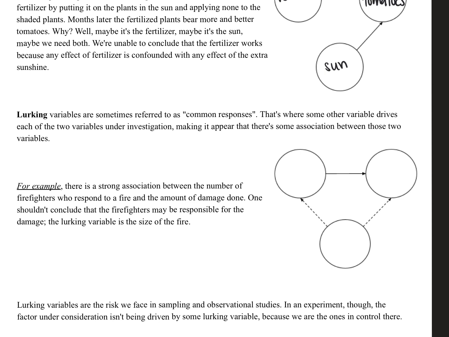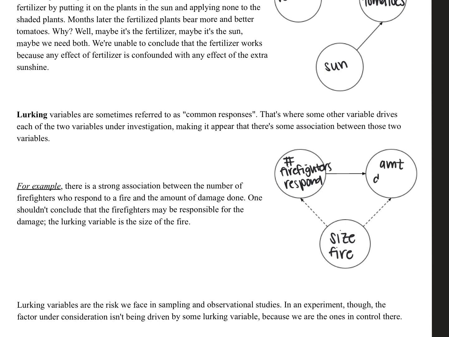So for an example, we know that there is a strong association between the number of firefighters who respond to a fire and the amount of damage done. We shouldn't necessarily conclude that the firefighters may be responsible for the damage because the lurking variable here is the size of the fire. So our size of the fire is our lurking variable, which then actually affects the number of firefighters who respond. It also affects the amount of damage.